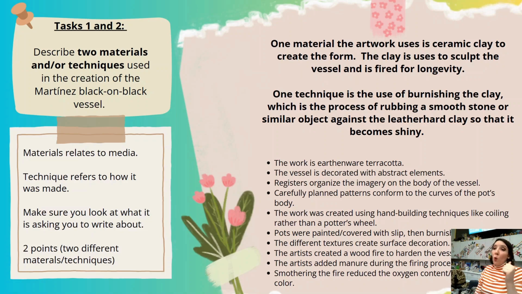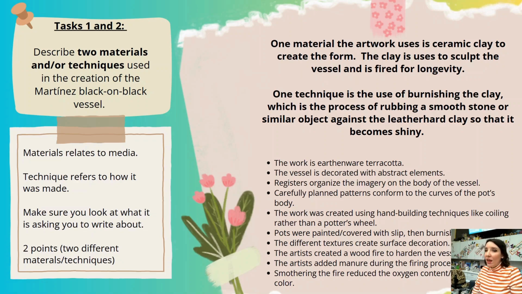So here I wrote, 1 material, sentence starter: the artwork uses ceramic clay to create the form. The clay is used to sculpt the vessel and is fired for longevity. I wasn't confident about just saying ceramic clay, so I said that it's fired so it lasts longer, right? So it's clay that's fired is essentially my point. Boom, I got a point.